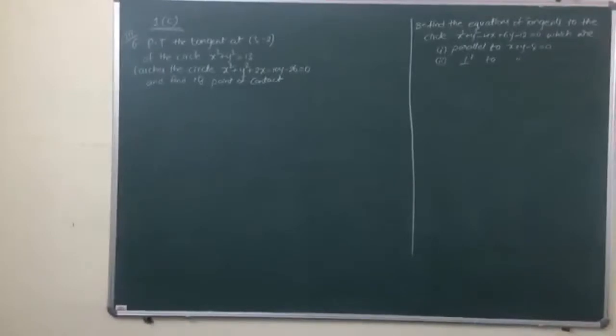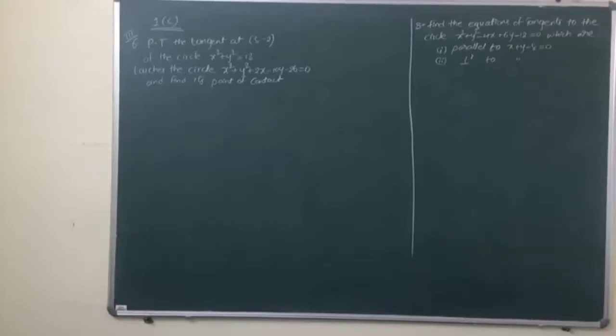Do you remember yesterday we have discussed that? A line is a tangent to the circle if the perpendicular distance from the center to that line is equal to the radius. So that is the second part. You have to prove that, using the concept perpendicular distance is equal to radius. And the third part is point of contact, which we have discussed just now in the previous question. Those are the three parts to this question.